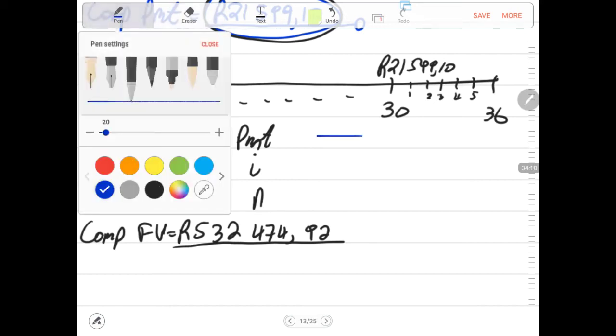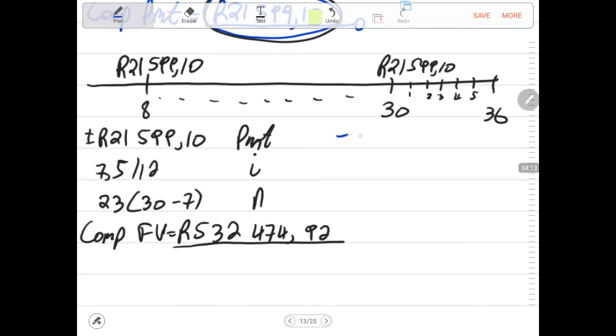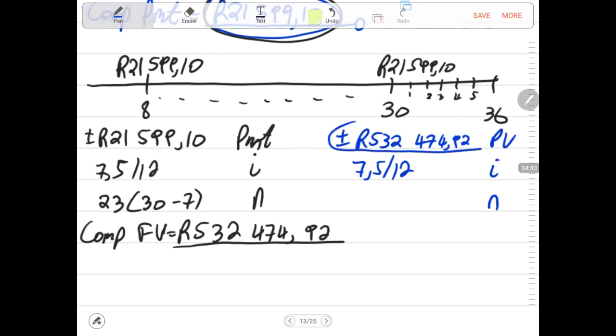Then I will say plus minus 532,474.92 is the present value. Then we say the interest has not changed, it's still 7.5 divided by 12. Our N, which is the number of months this present value will earn interest to reach month 36, will be 6 months.